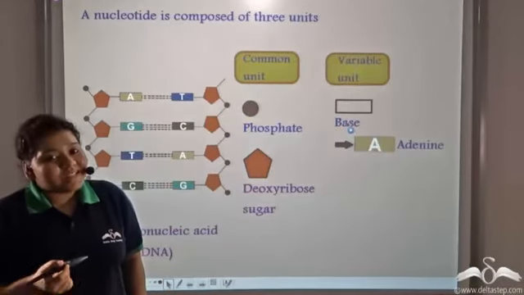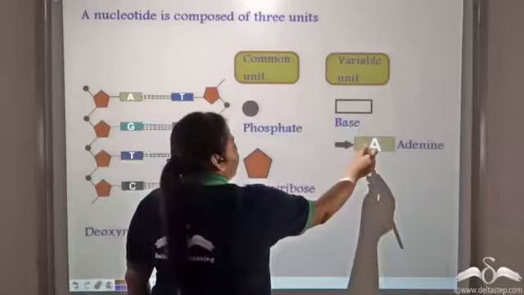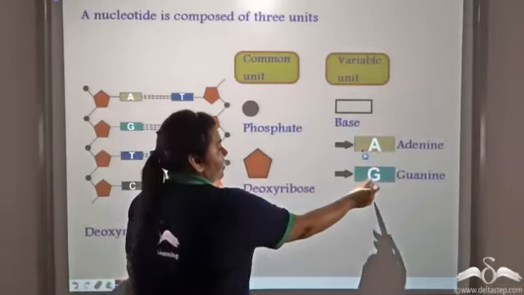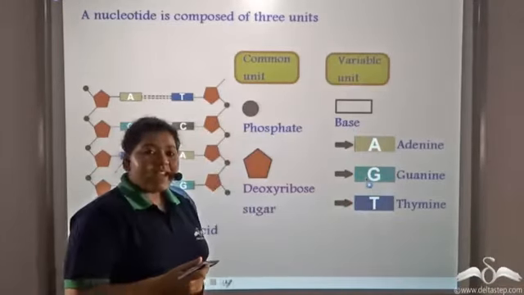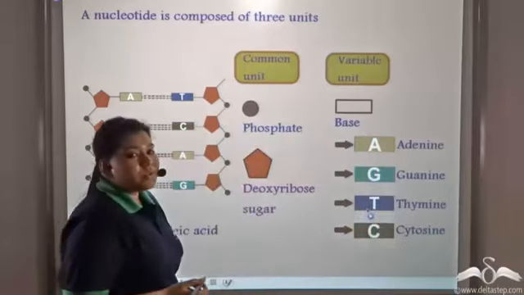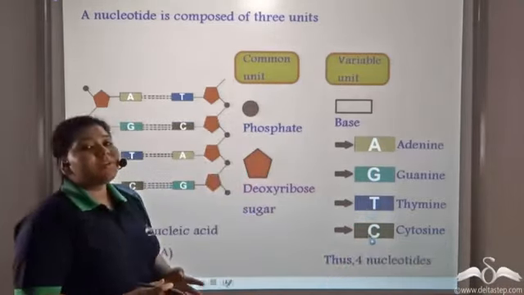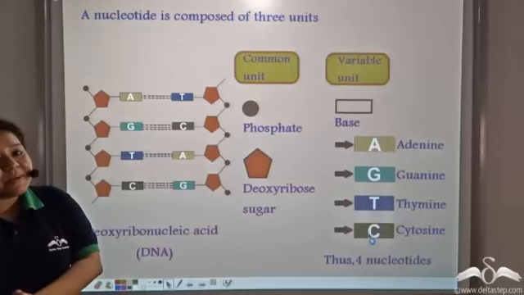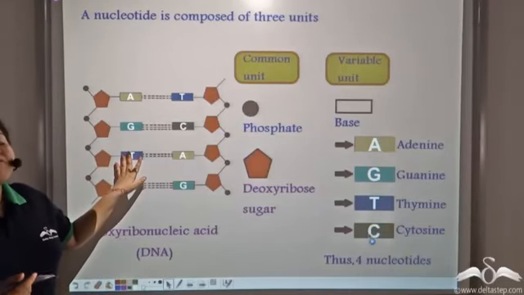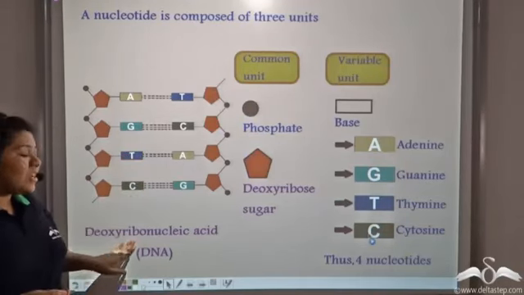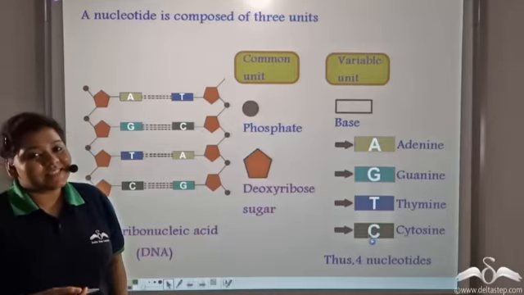One type is known as adenine. It can be guanine, thymine, and finally cytosine. So there are 4 nucleotides in total that make up the DNA, the full form of which is deoxyribonucleic acid.